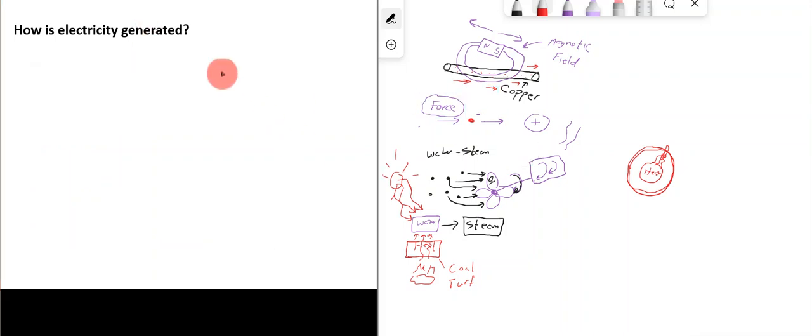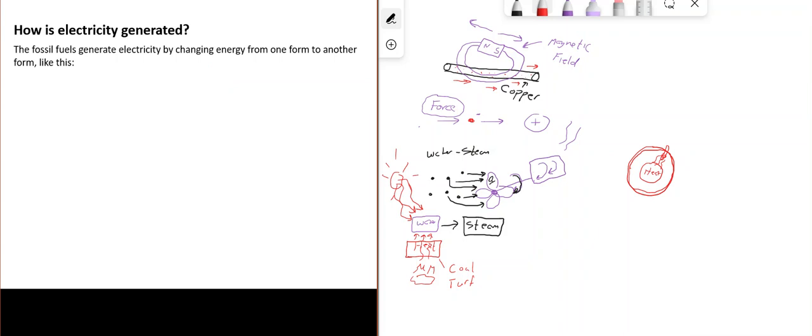So let's look at this process that I've outlined. How is electricity generated? The fossil fuels generate electricity by changing energy from one form into another, like this. Remember the conservation of energy: energy is not created or destroyed, it's just changed from one form into another. Coal, oil, and gas are stores of chemical energy. Inside the chemistry of coal, oil, and gas there's loads of energy, and when you burn it, you release that energy. So when burned, they release heat energy.